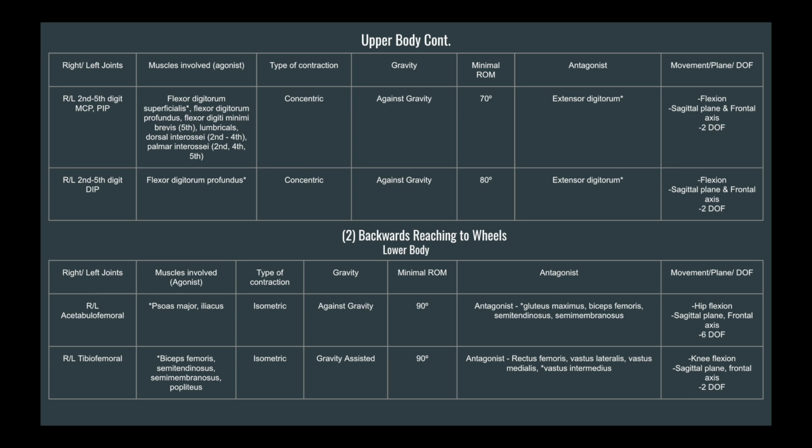For the second through fifth digit MCP and PIP, they are in flexion in the sagittal plane and the frontal axis. The main agonist involved is the flexor digitorum superficialis, and the main antagonist is the extensor digitorum. For the second through fifth digit DIP, they are in flexion as well in the sagittal plane and the frontal axis. The main agonist is the flexor digitorum profundus, and the main antagonist is the extensor digitorum.